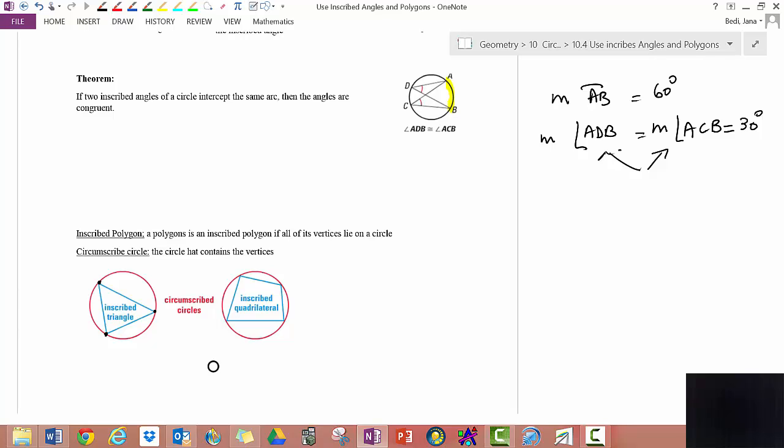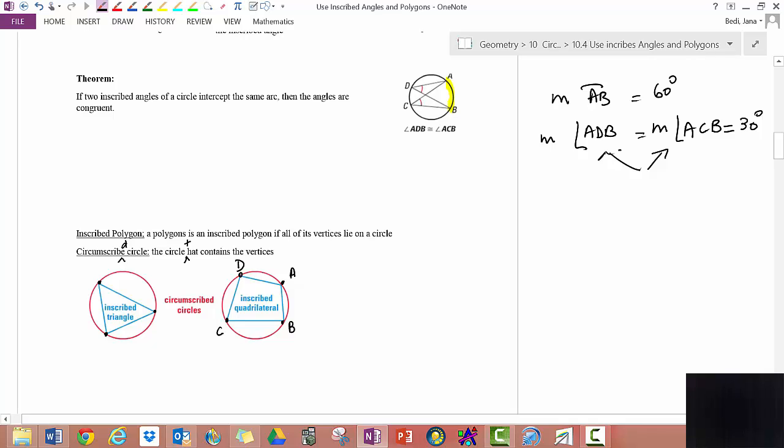The next one, okay, there is a typo here. There should be a T in here. The circumscribed circle is the circle that contains the vertices. Okay, so here we go. We can even name this one. And you always go in counterclockwise or clockwise order. So this is A, B, C, D.